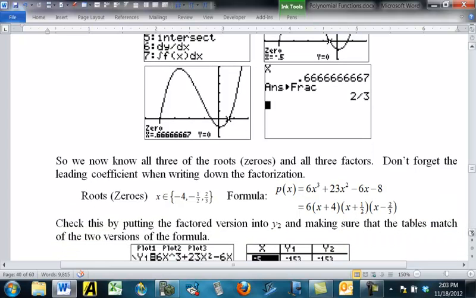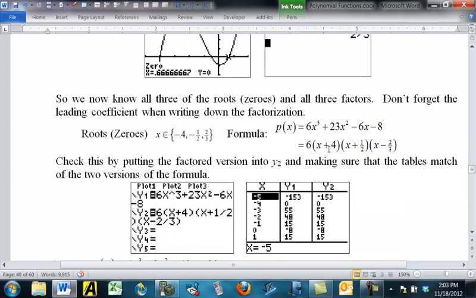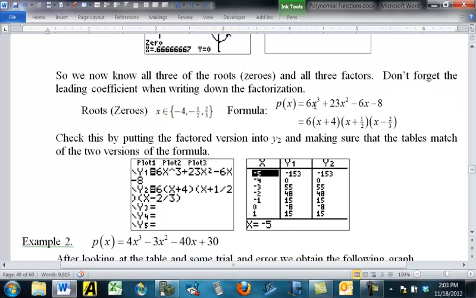So actually we know all the roots are negative 4, negative 1/2, and 2/3, and we factor it as 6 times x plus 4 times x plus 1/2 times x minus 2/3. We can double check that this is right by putting both versions of these formulas in. One is y1 and one is y2, and then check it here, and we'll see that, of course, if we put in x's of negative 4, negative 1/2, and positive 2/3, we would get y's of 0. And if we put in x as 0, we get y as 8. So those are both our x and y intercepts there.